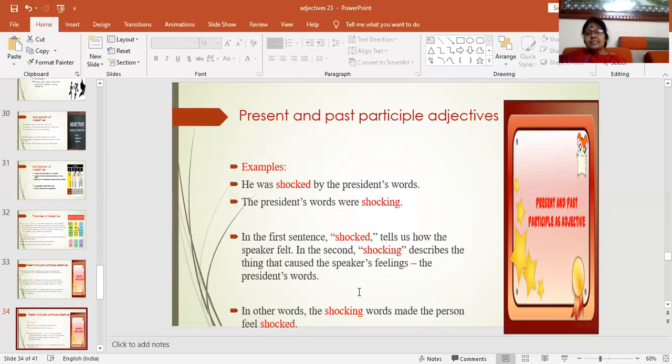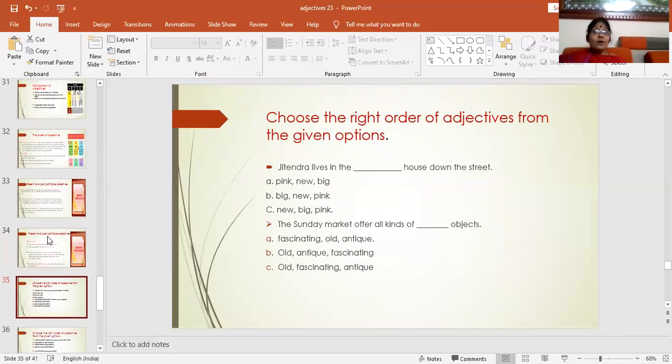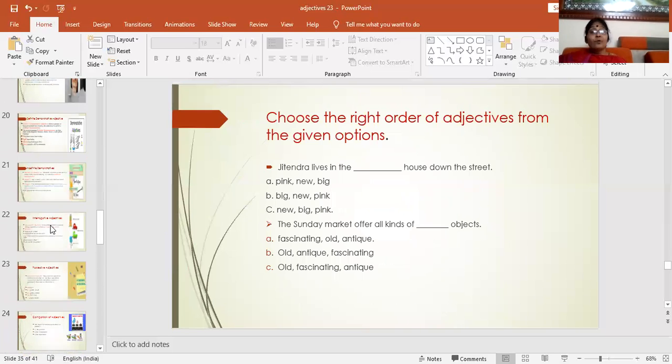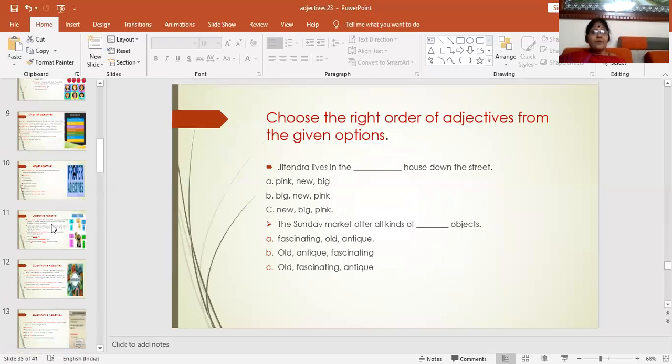So how it is describing the speaker's feeling. So in other words, shocking words made the person feel shocked, right? So this is how we have different kinds of adjectives, right? So what do we understand? That adjectives are of different kinds.